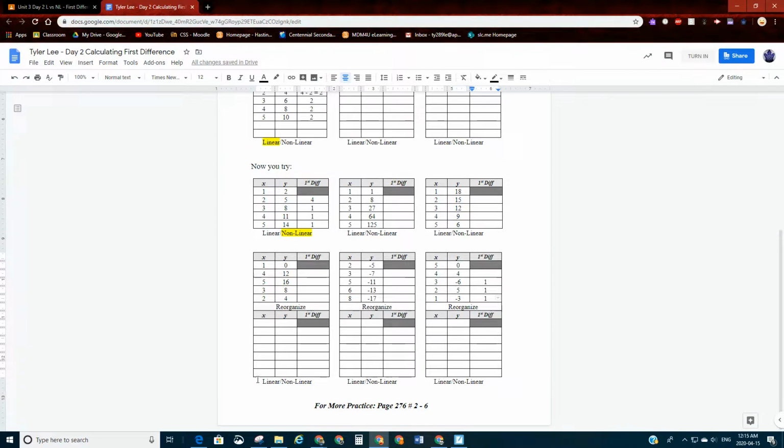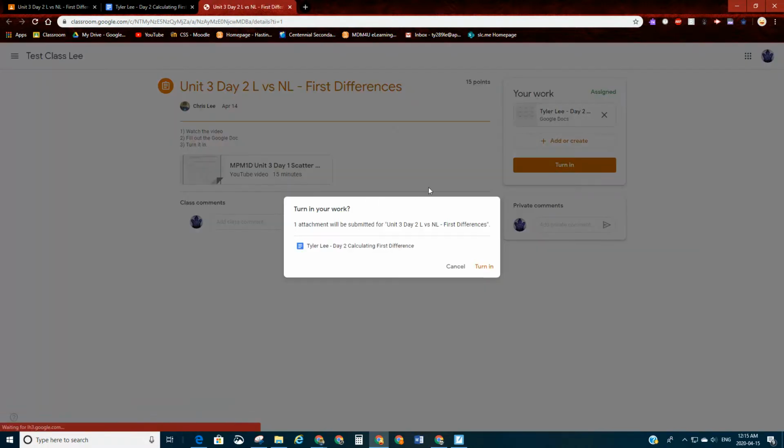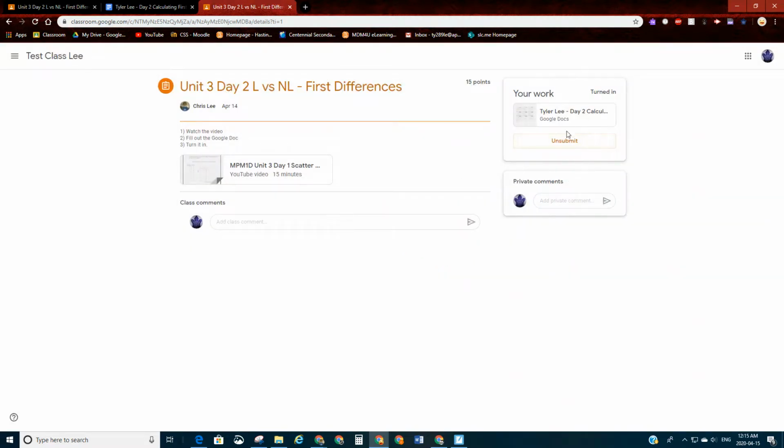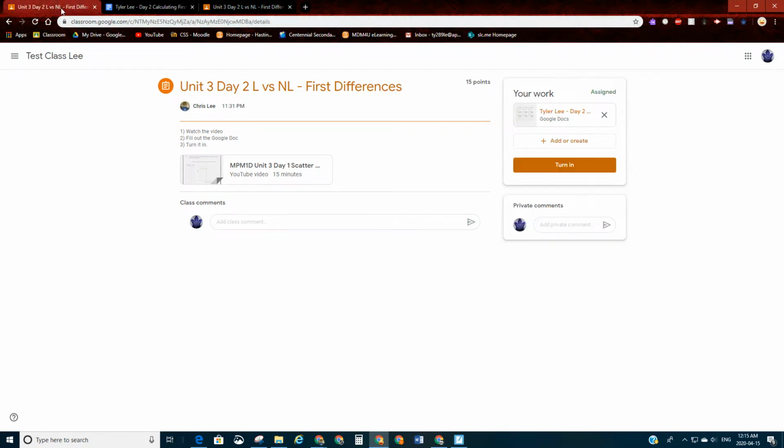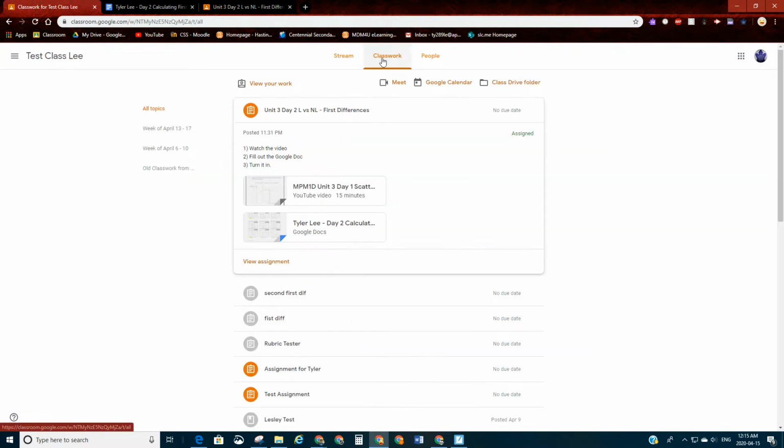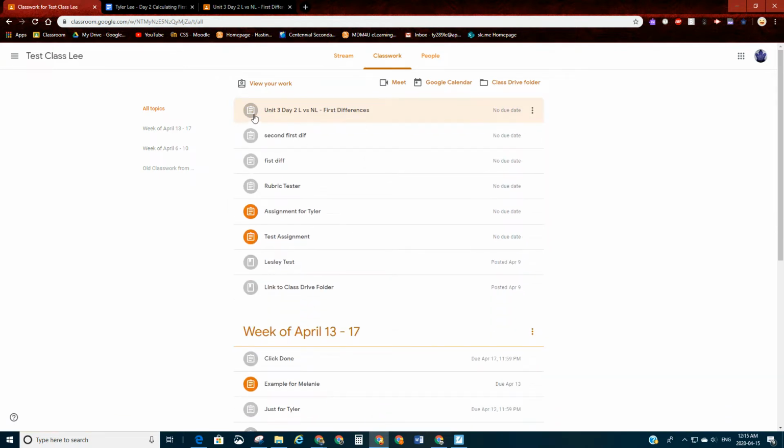Okay? So you're going to complete and fill in the bottom charts, deciding if they're linear or nonlinear. And then you're going to push turn in. So when you do that, you'll see that first they're going to confirm, is this what you're going to hand in? It's already attached. You don't need to do anything. It's attached. You're going to push turn in. And you'll notice that the turn in button now says turned in. And this assignment is done. So if I go back to my Google homepage, you'll see for Tyler here, this assignment is done. Okay, it's all grayed out.